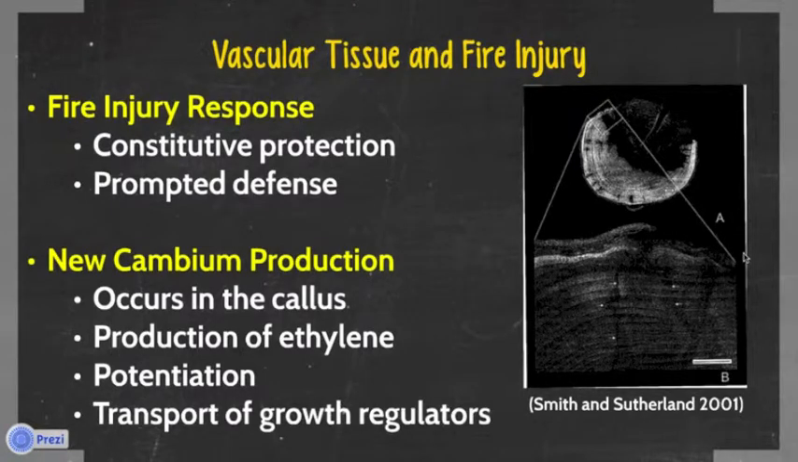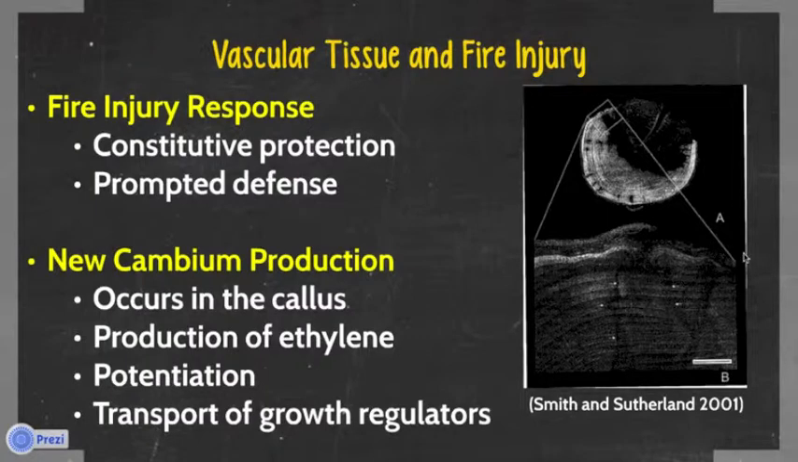The quick and complete compartmentalization of damaged cells is important to the survival of trees. When the vascular cambium is killed by the fire, a callus is formed. This callus is formed through the dedifferentiation of live wood parenchyma and phloem cells. Over the following days and weeks, the timescale depending on the severity of the damage, new cambium develops in the callus. It is thought this process involves the production of ethylene and potentiation, the change of potentials in the plant that help with the transportation of growth regulators.